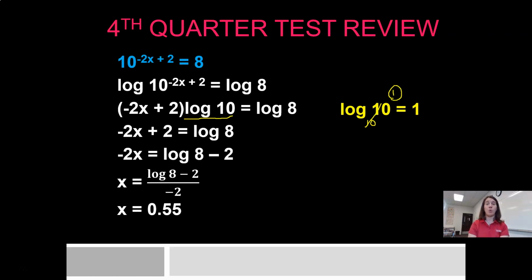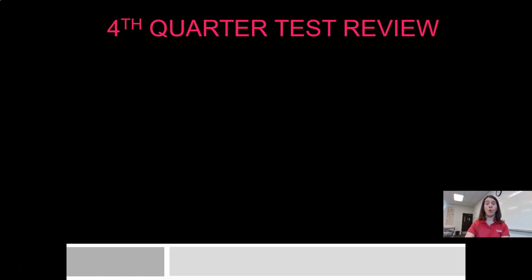It might be 7.99 something or 8.01, but again, it's going to be very close to the number 8 that we have in our question. One more exponential question to walk through. We have 5 to the 2x minus 1 equals 6 to the x minus 2.